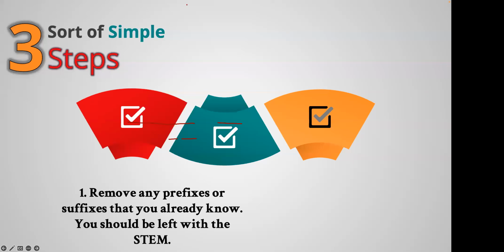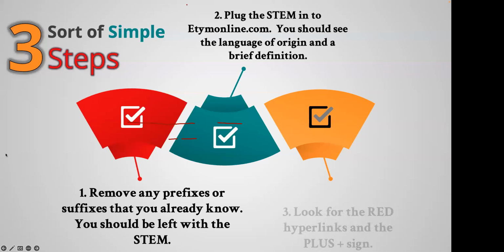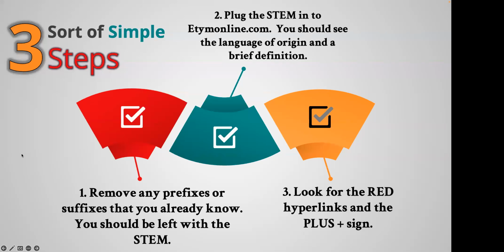So let's go back and review our 3 steps, and I'll clear up all that stuff on my slides here. The 3 steps, sort of simple steps to using Etymonline. Step 1, remove any prefixes or suffixes you already know. You should be left with the stem. Step 2, plug that stem into Etymonline, and then you'll see the language of origin and a brief definition. And then step 3, look for the red hyperlinks and the plus sign. That's where you're really going to dig into the good stuff and learn about those meanings of those individual morphemes.